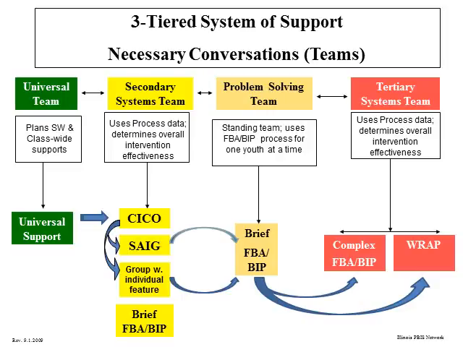So we've got universal team, which is Tier 1. Then we move on to secondary systems team, problem solving team. So this is the middle, which is Tier 2. Then we can go down to interventions such as check-in, check-out, social academic instructional groups, group with individual features, brief FBAs, and then we're moving on to problem solving. Okay, so this is for one student at a time. You're doing some problem solving and it's all connected.